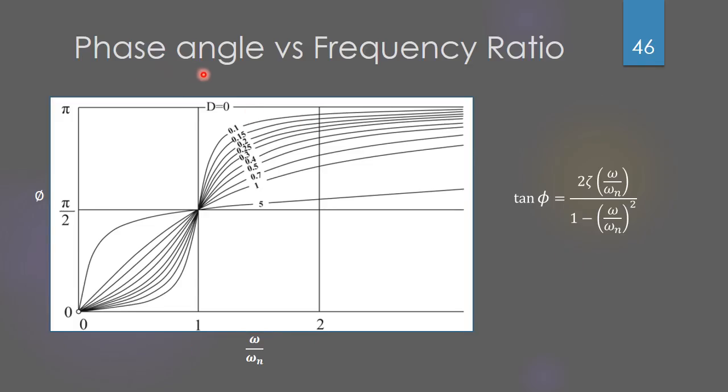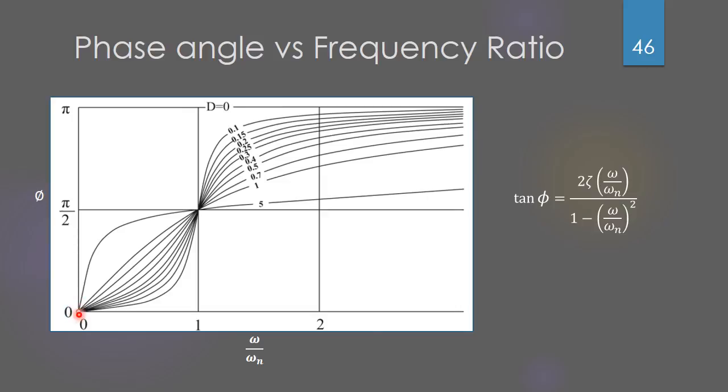And if we plot the phase angle with the frequency ratio, we can get the phase angle by using this formula over here. We can see that at 1 frequency ratio and pi over 2 phase angle, all the damping ratios are the same. But if we take 0.1 damping ratio, for example, you can see how it rapidly increased from 0 until it reached pi.